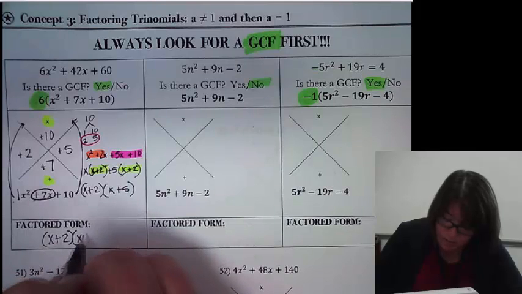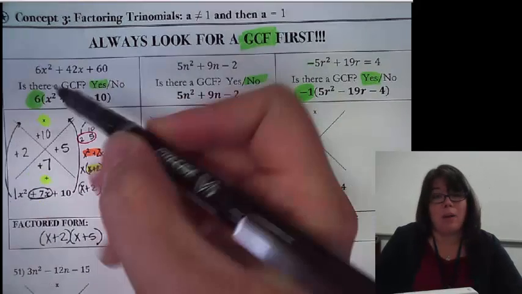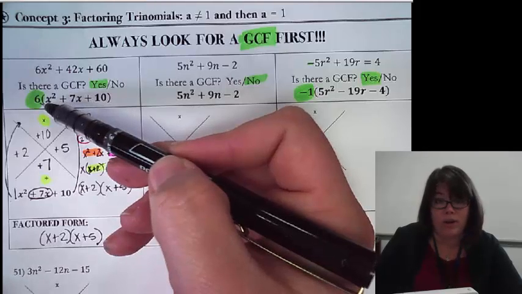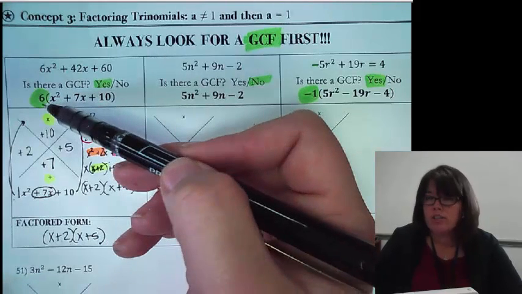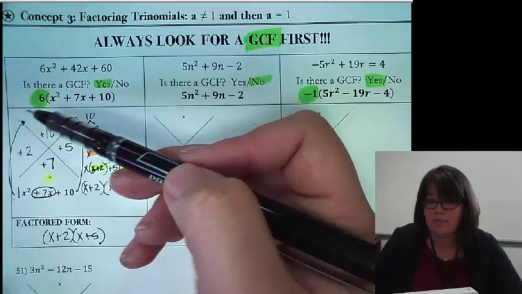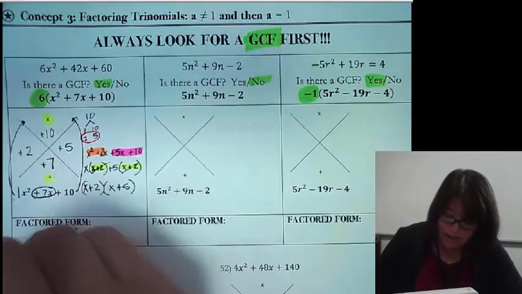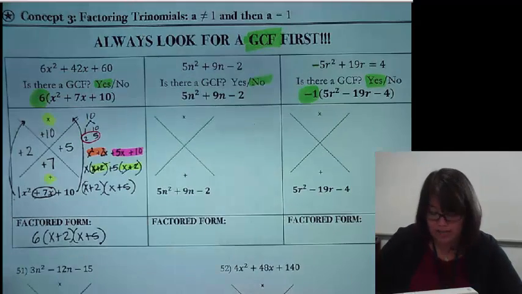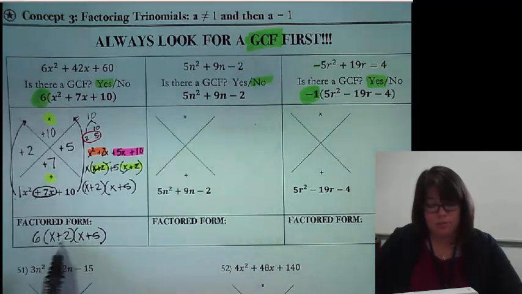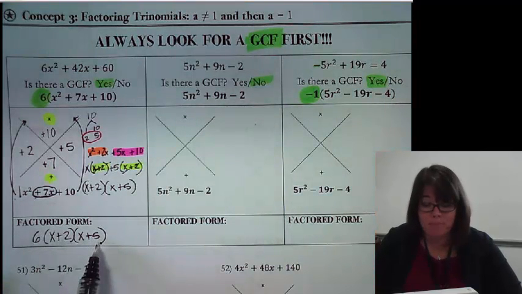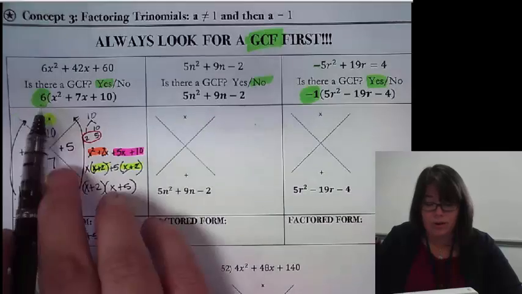plus 5. But remember, we had that greatest common factor. Always, always, always, when you're writing your final answer, double check to make sure that if you had a greatest common factor, you're including it again. So we're going to bring that right out front. So 6 times x plus 2 times x plus 5 is the factored form of this original equation up here.